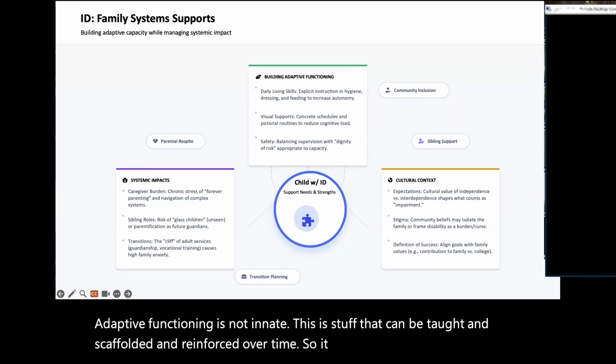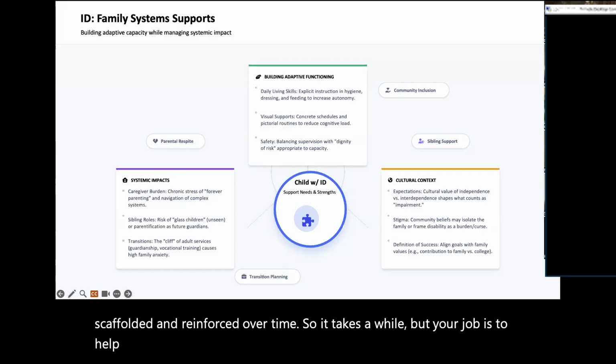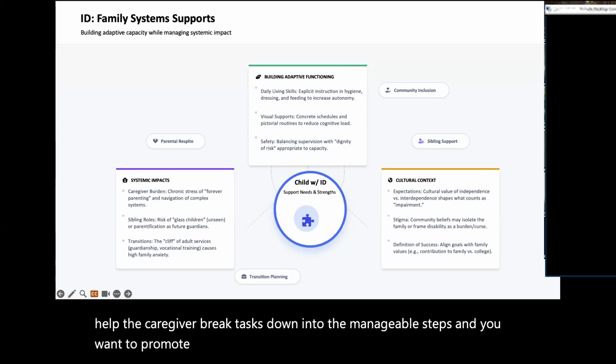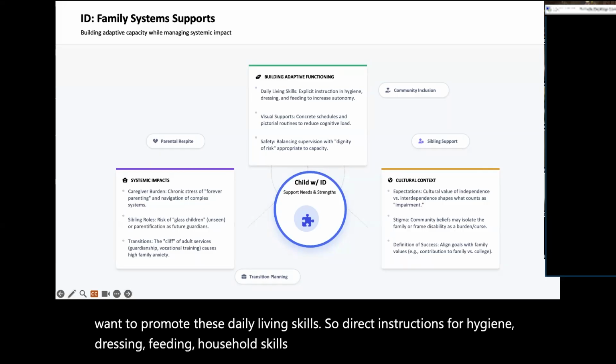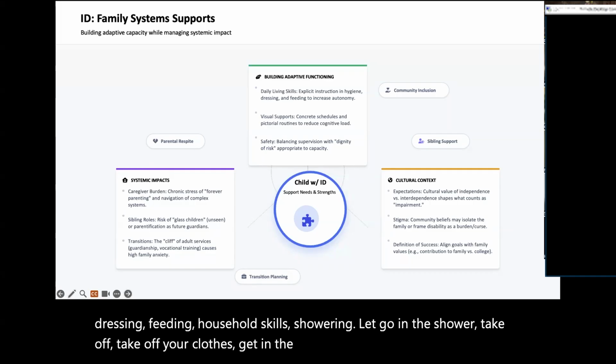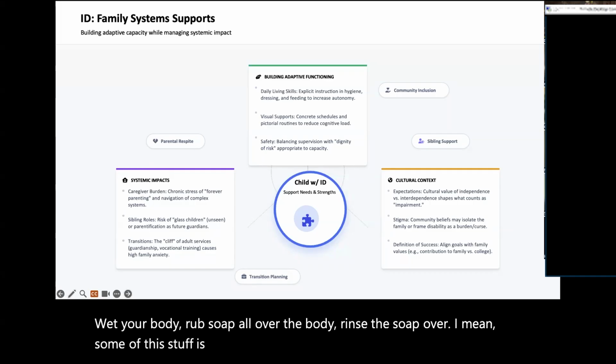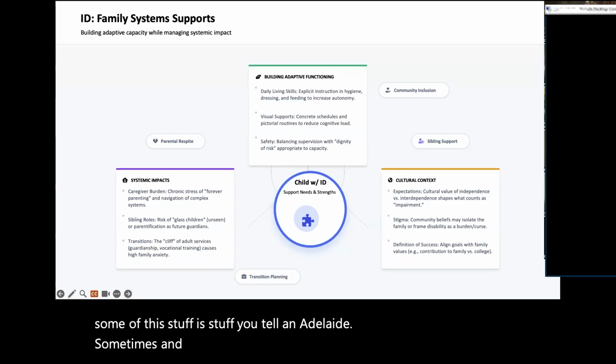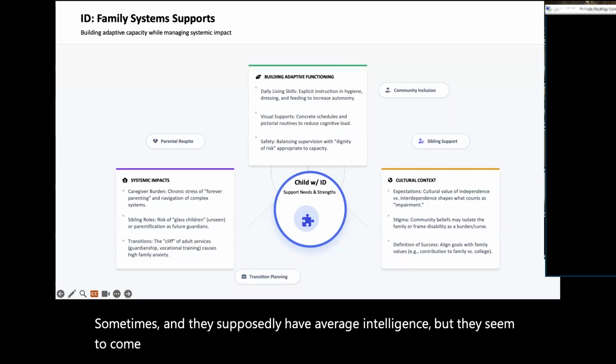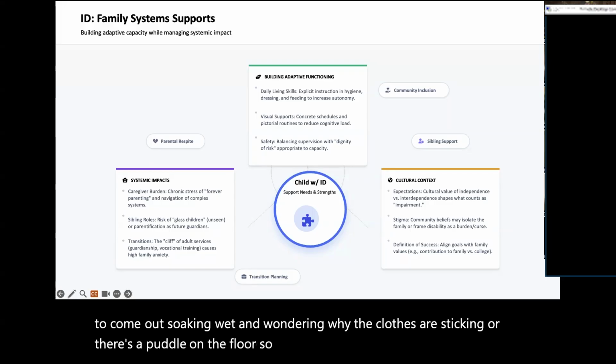It takes a while, but your job is to help the caregiver break tasks down into manageable steps. And you want to promote daily living skills. So direct instructions for hygiene, dressing, feeding, household skills, showering: go in the shower, take off your clothes, get in the water, wet your body, rub soap all over the body, rinse the soap off. Some of this is stuff you tell an adolescent sometimes, and they supposedly have average intelligence, but they seem to come out soaking wet and wondering why the clothes are sticking or there's a puddle on the floor. So sometimes you have to spell it out.